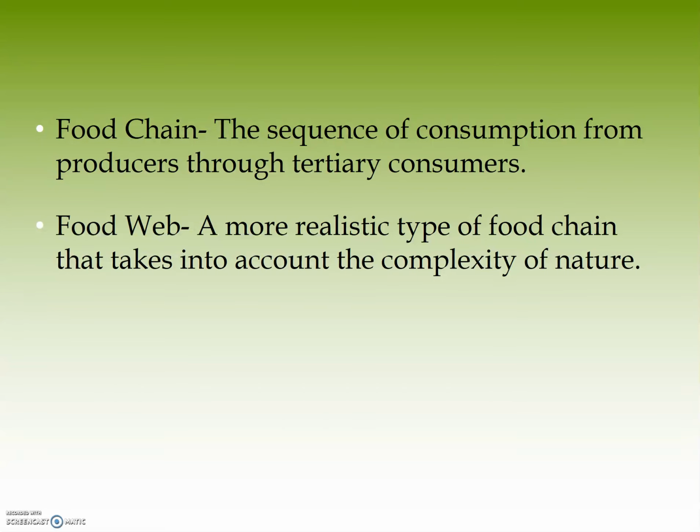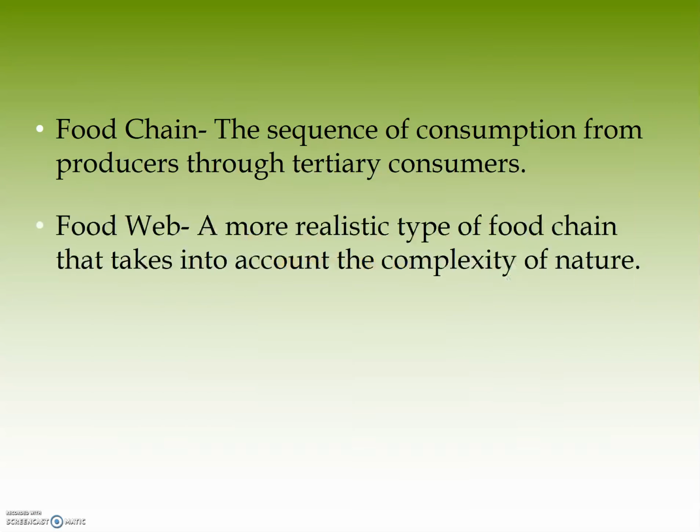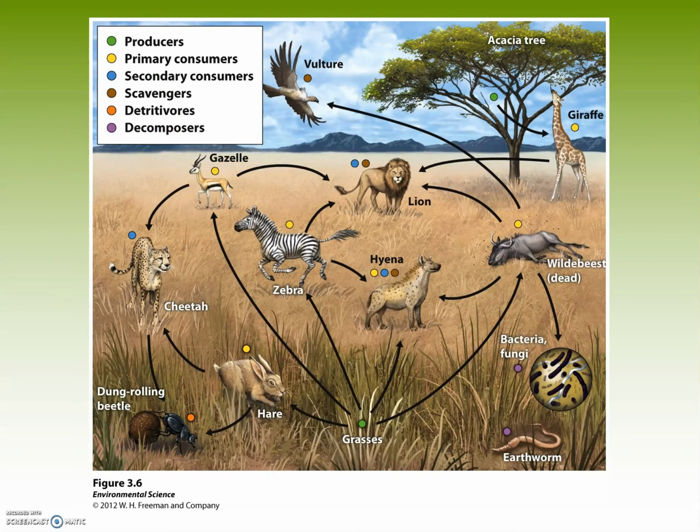A food chain is the sequence of consumption from producers through tertiary consumers, and this is a food chain. These are chains, grass to zebra to lion. A food web is more realistic. It takes into account the complexity in nature. And so here's a food web, and it's looking at all the different things. So we have these producers, they have indicated with the green dot here, which are the grasses.